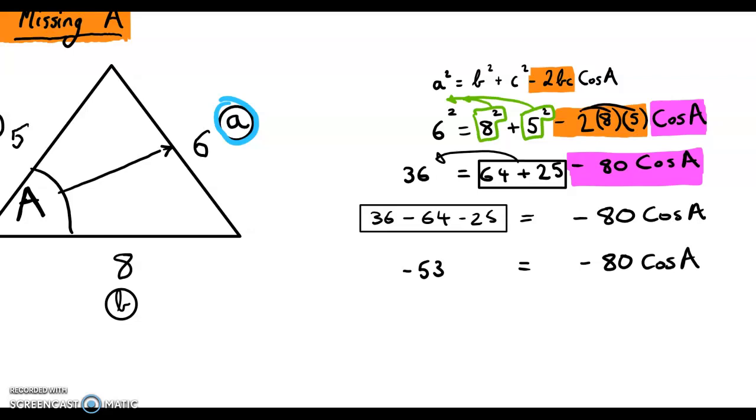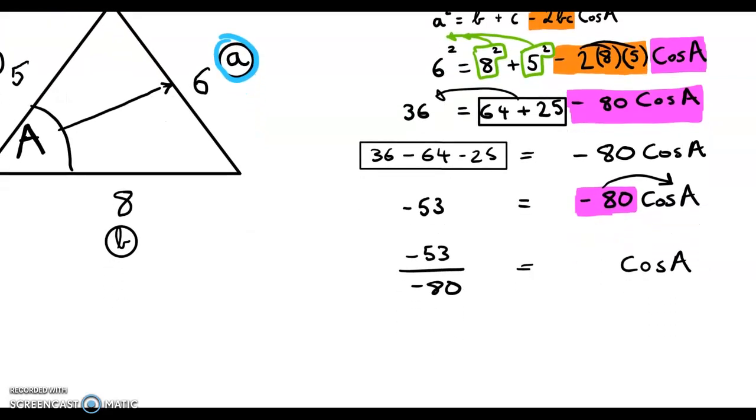Okay, so now we've still not got A on its own. So the next bit you move over is that number there, that minus 80. That's multiplying as it is by the cosine of A. So if you bring it over to the other side, it'll go underneath, it'll divide, like that. And the cosine of A will still be there.